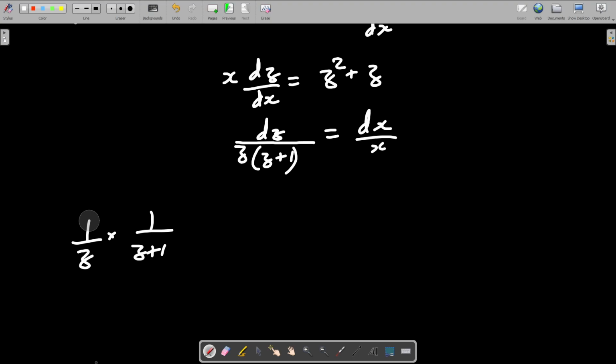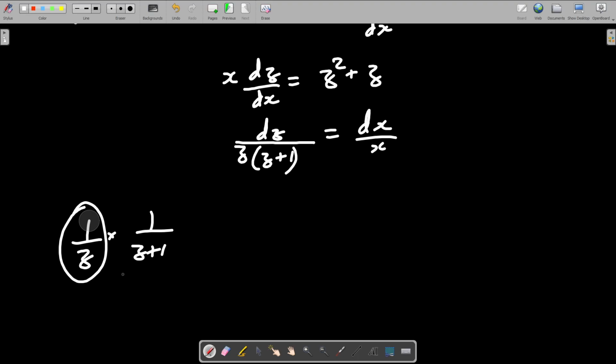Everyone heard of partial fractions? Can you use partial fractions here? If you use partial fractions, you can integrate. See, do you all know the integral of this one? Yes, it is log of z. Integral of this one is log of z plus 1. Okay, so you all know both the integrals. So if I can write this product as a sum, then you are done, no?